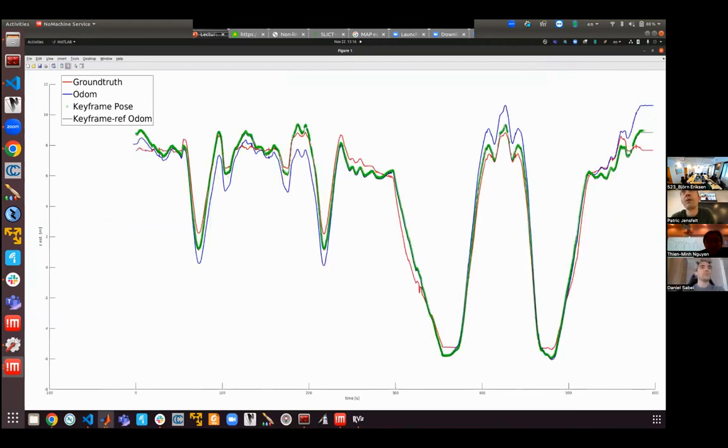So obviously the odometry, the P odometry is less accurate than the keyframe odometry. Sorry, keyframe positions, right?